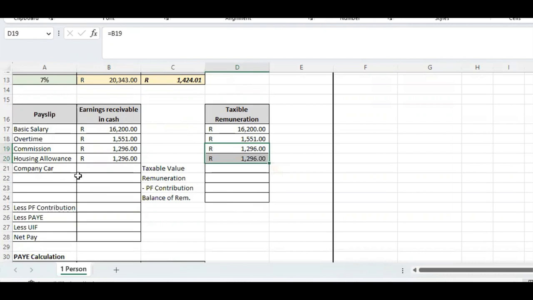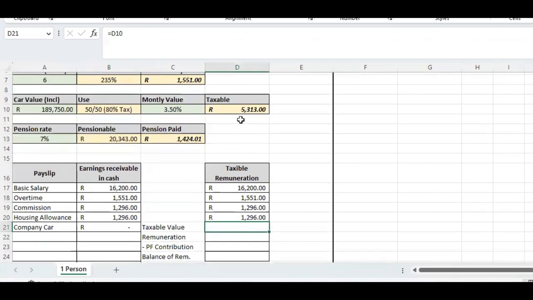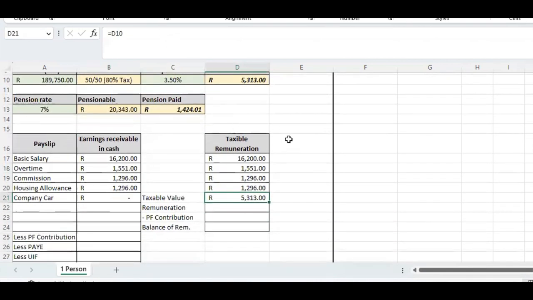Then, when it comes to the company car, obviously, guys, it says here on the payslip, this is earnings received in cash. So you cannot take one wheel a month and say to the guy, here's a part of the car, because then he won't be able to use it. So the cash part of the company car that he's getting is obviously zero. It's not going to feature on his payslip, but it is going to feature here on the taxable remuneration side. Of course we worked it out at 5313, so we can simply put it in there.